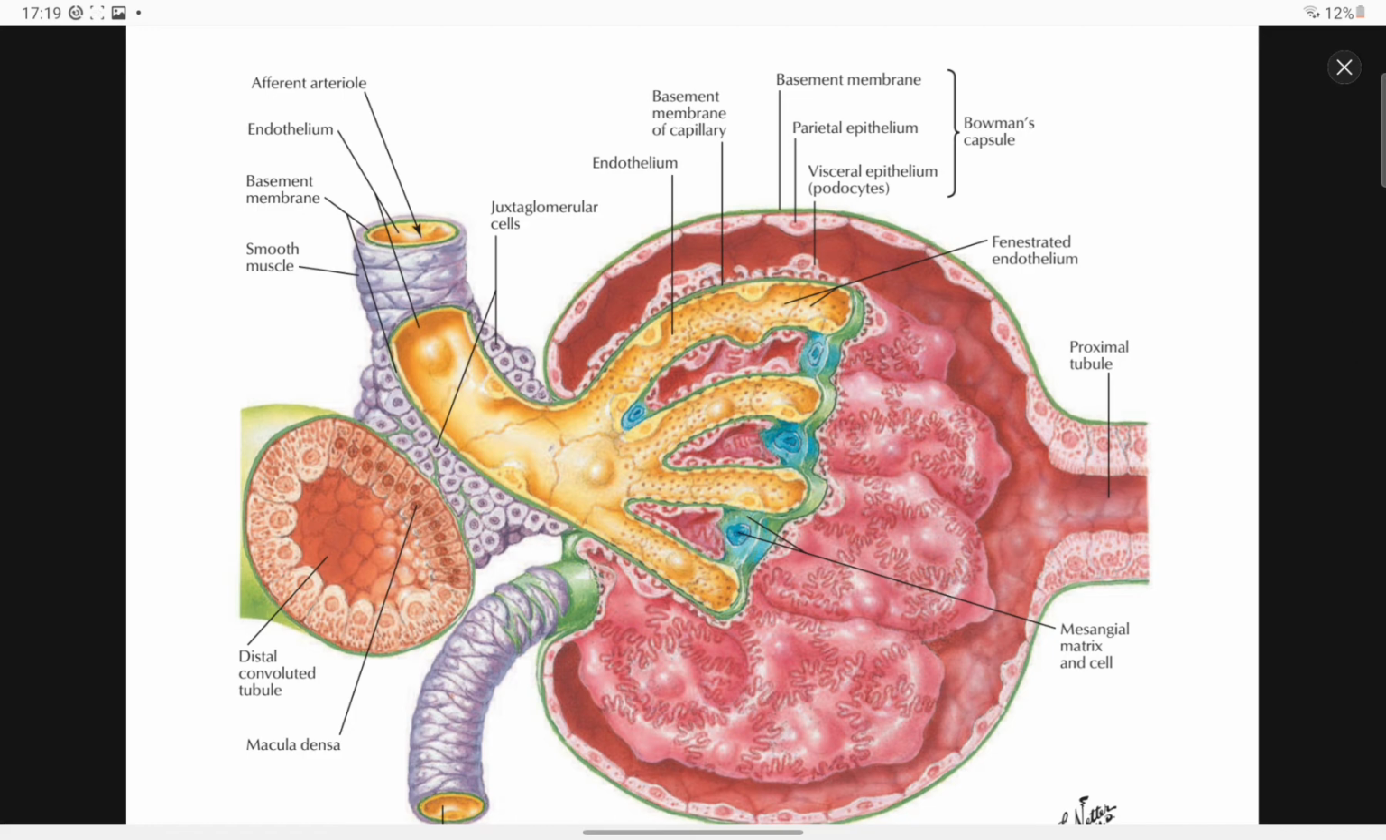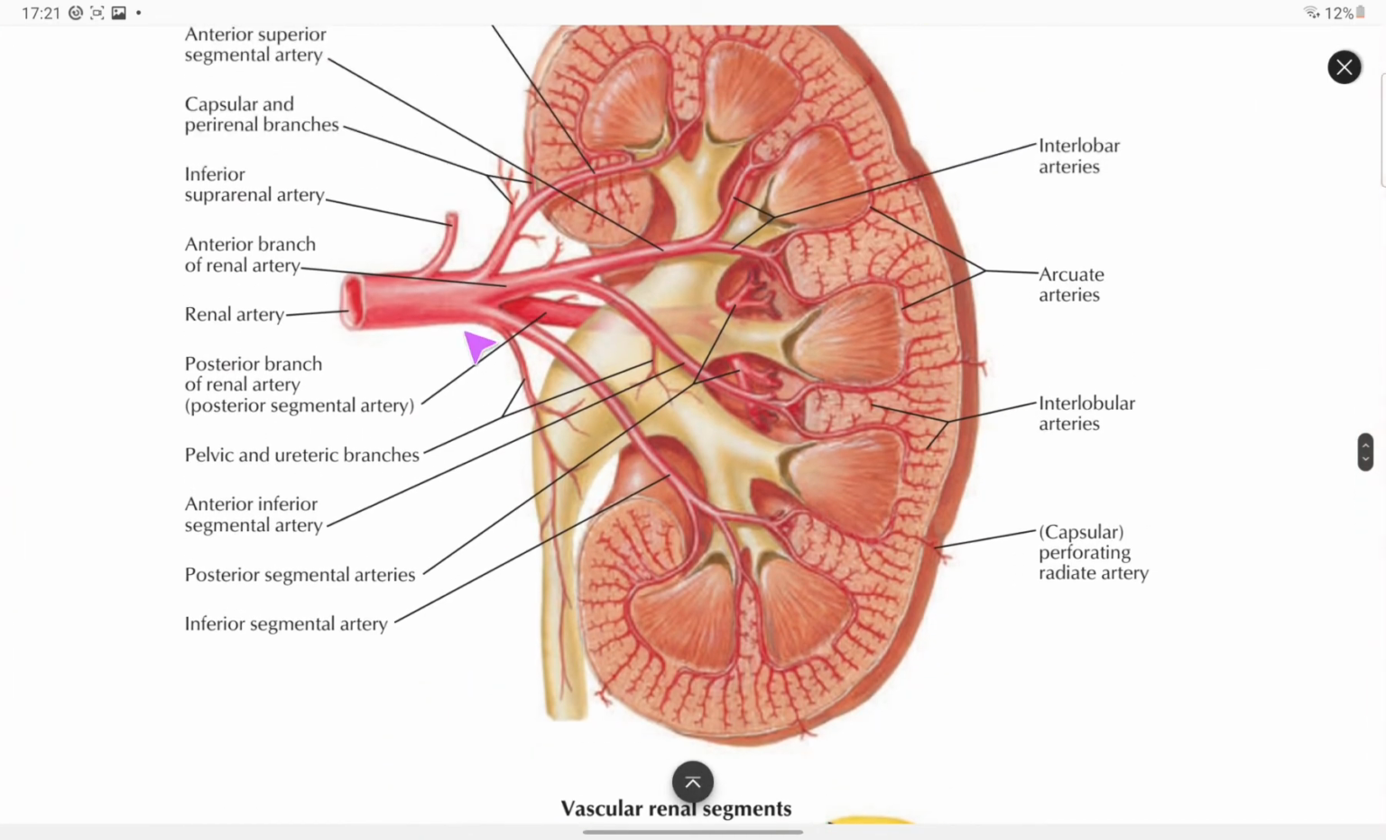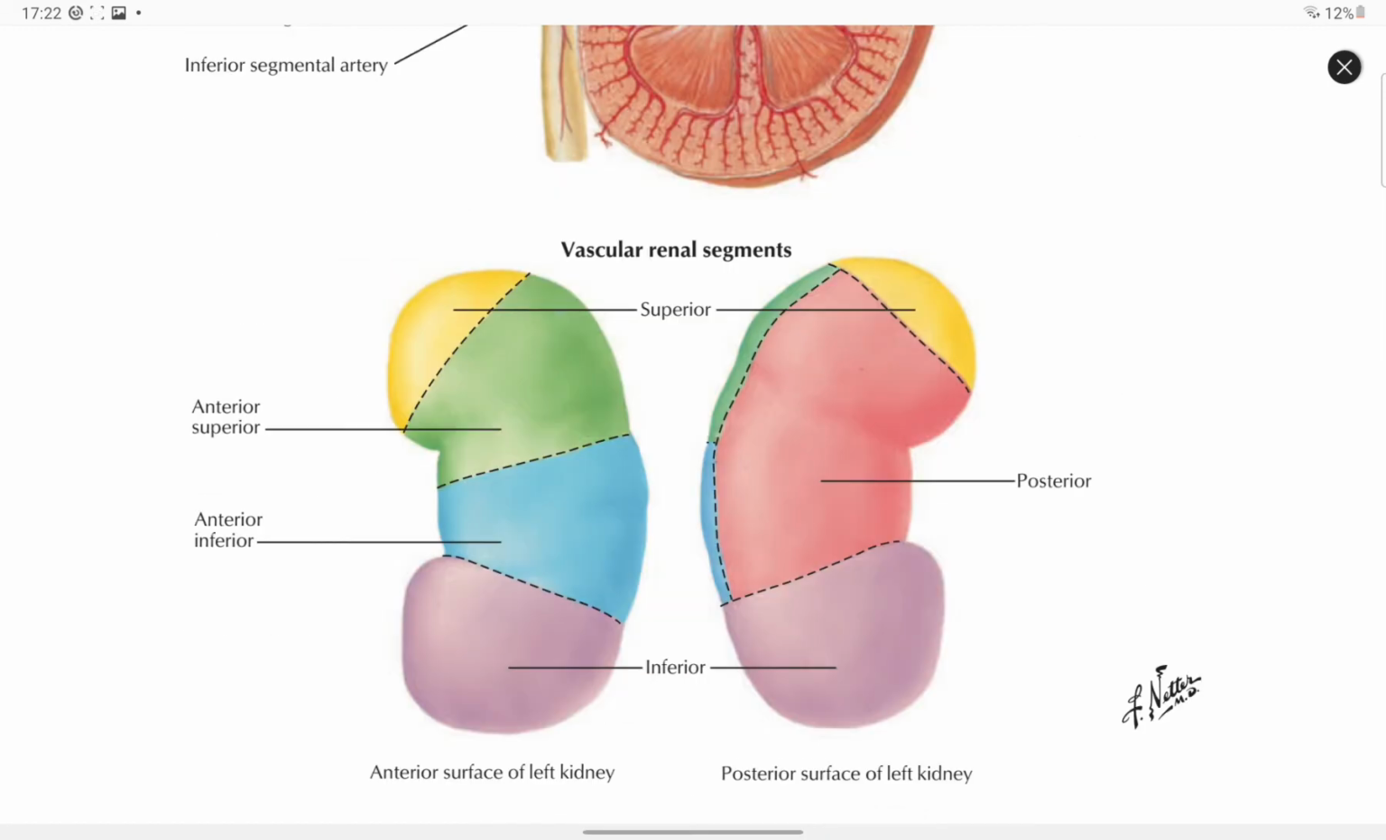The juxtaglomerular apparatus is formed at the vascular pole of the glomerulus. It actually consists of the macula densa, JG cells and agranular cells. So the renal artery gives 5 segmental branches. 4 from the anterior division and 1 from its posterior division. So the segments on the anterior aspect are superior, then anterior-superior, anterior-inferior and inferior. On the posterior aspect, one segment, that is the posterior segment.